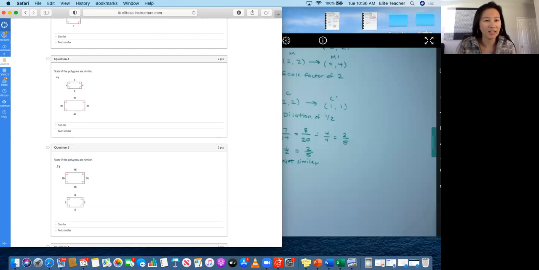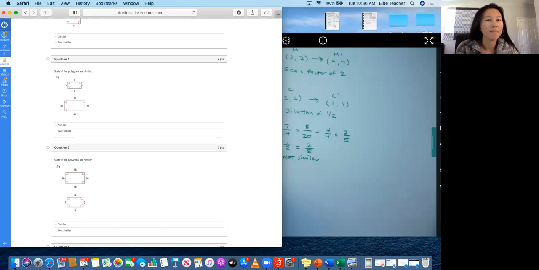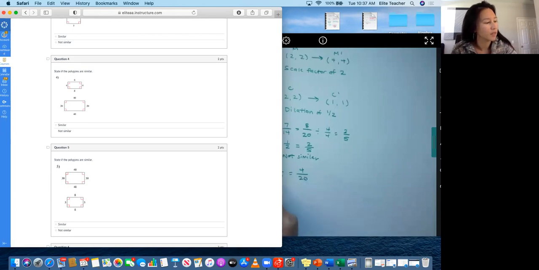Okay, good. I'm getting all the answers coming in. And for number 4, if you got that they were similar, you are correct. 8 over 40 is 1/5, and 4 over 20 is also 1/5. So they're the same shape. Their corresponding angles are congruent and their sides are proportional. The main one is that 8 over 40 is proportional to 4 over 20. So this is 1/5 and this is 1/5.